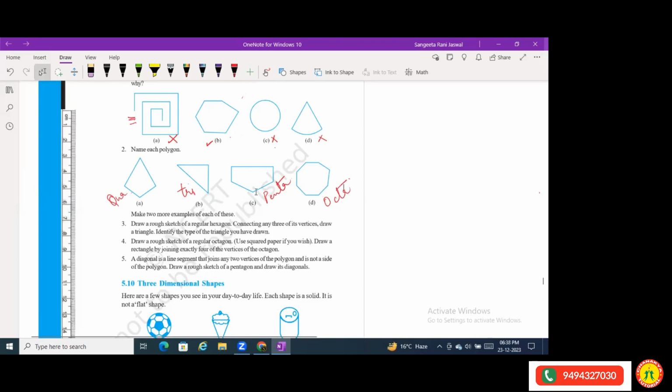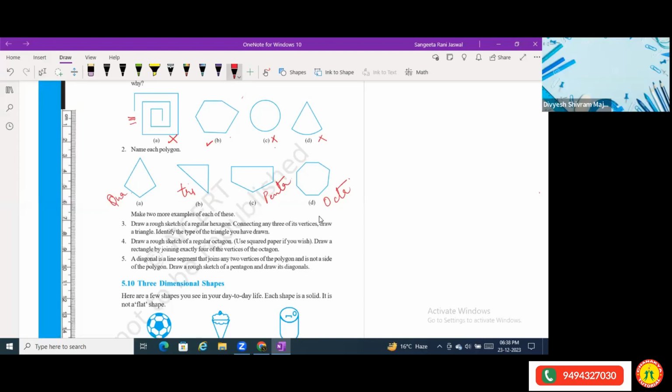So you can try two more examples of each type of polygon. Okay, now see the next one. Draw a rough sketch of a regular hexagon connecting any three of its vertices. Now it's saying make a regular hexagon. So I'll just try a regular hexagon. Regular, how many sides? Six-sided shape. Regular hexagon means all sides and angles are equal.